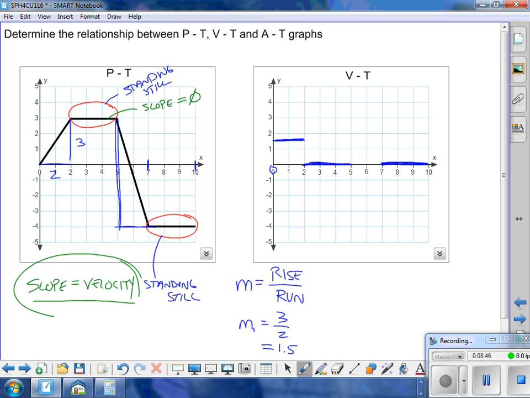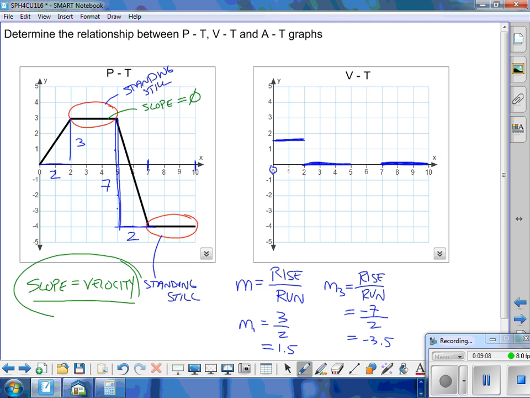There it is right there. 7 high and 2 long. So if I want to do the slope of the third segment here, rise over run. Now I know it goes down, so it's -7, runs 2, so -3.5. So for those 2 seconds, I am at -3.5 meters per second. All right, and there we go. That is your velocity time graph from a position time graph.